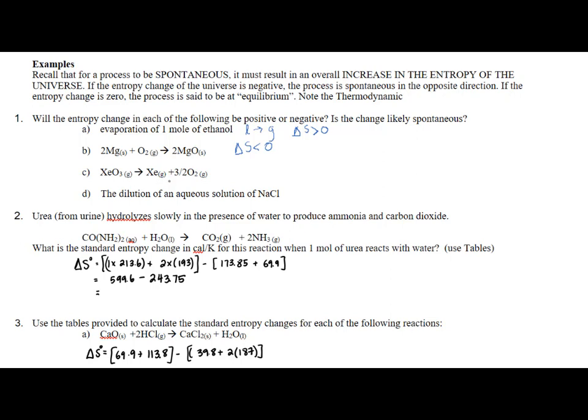So we've got xenon trioxide that's decomposing. We've got 1 mole of gas, and then we've got 2.5 moles of gas. So in this case, we've got more gas being produced, so we'll predict that the entropy change is going to be greater than 0. There's going to be an increase in the entropy with more moles of gas.